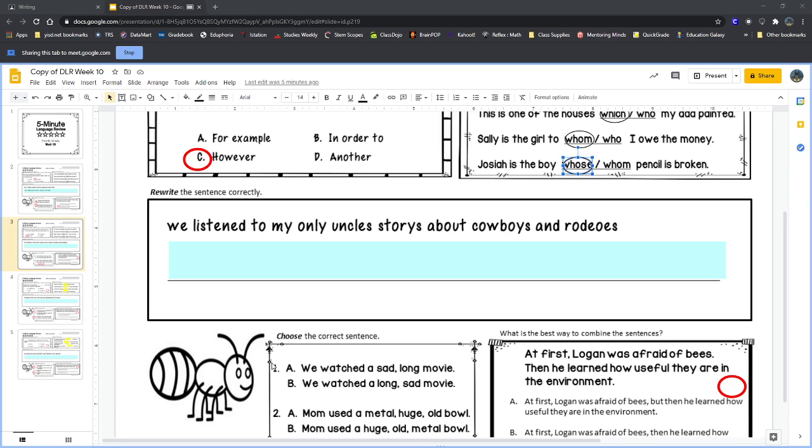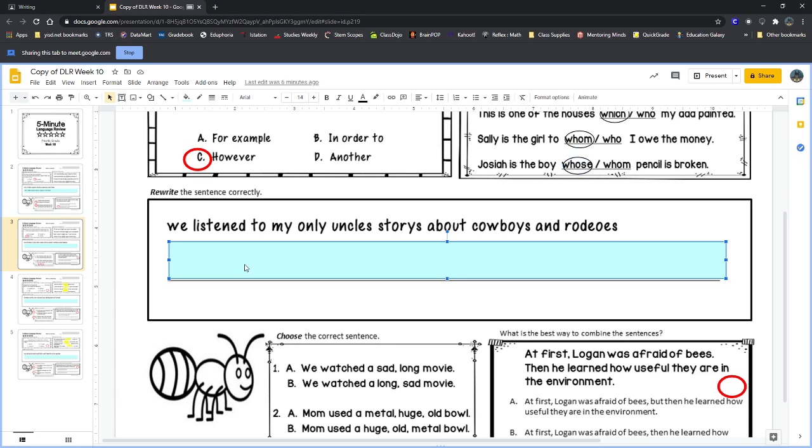So Jaylene's told us it's an apostrophe. We're just trying to figure out where it goes now. Ezekiel, you think you know? Very good. The apostrophe goes in uncles because who do the stories belong to? Who's telling them? The uncle is. So I need to put the apostrophe there.